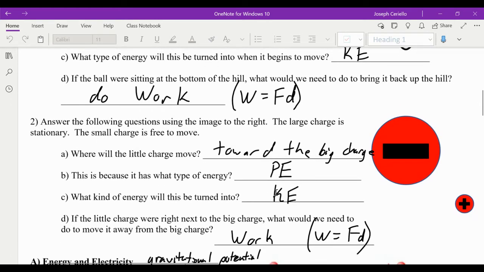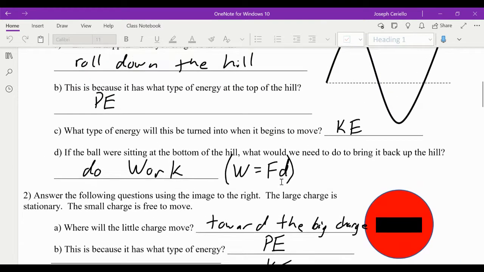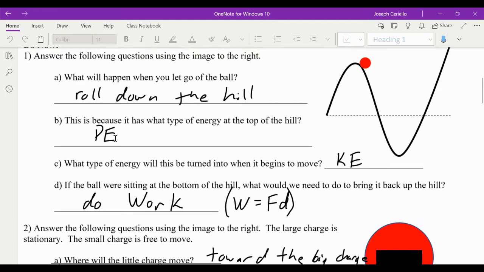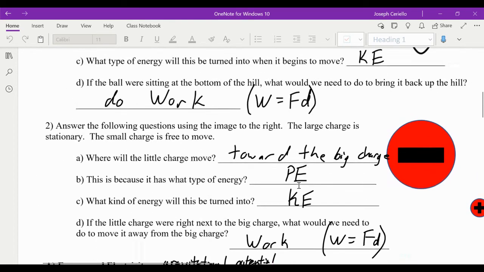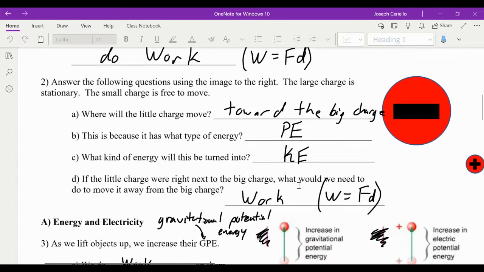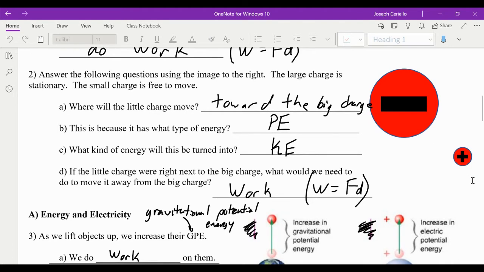Now what kind of energy will this be turned into? Kinetic energy, all right, as it falls. So the first one here, by the way, was gravitational potential energy. This one here is electric potential energy, but kinetic is just kinetic. There's no gravitational kinetic or electric kinetic. Now, if I wanted to pull the positive charge away from the negative charge, I would have to do work on it, apply a force over distance.